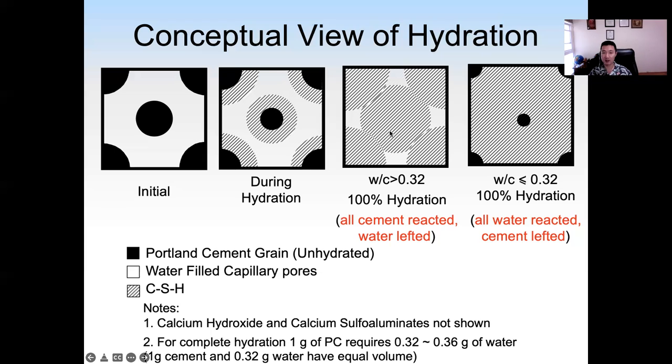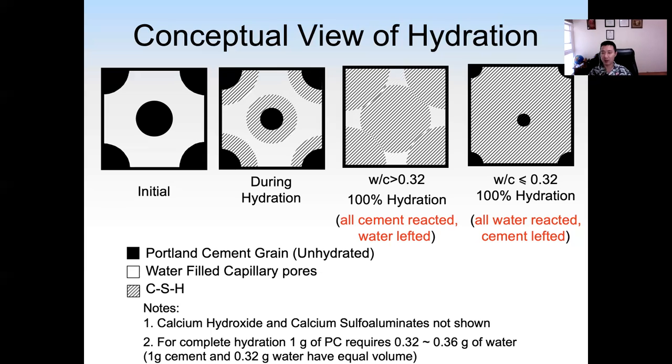As you can see from here, there's no Portland cement grain, but there's some water left. Eventually, this water will evaporate, and the empty space becomes pores in concrete. And these pores will reduce the strength and also reduce the durability of concrete.